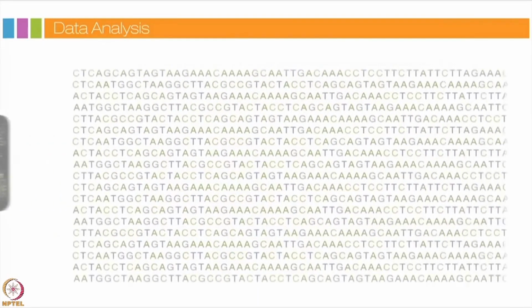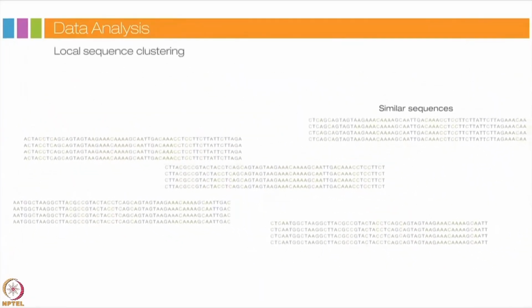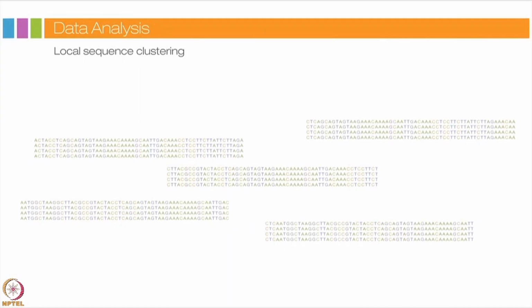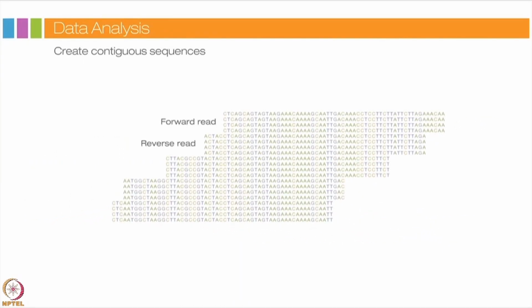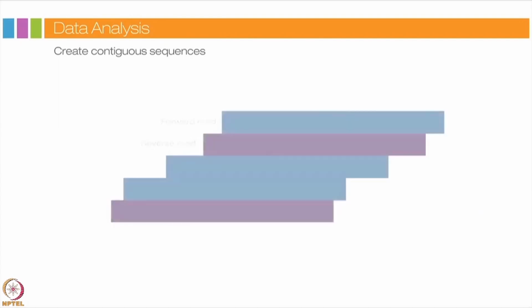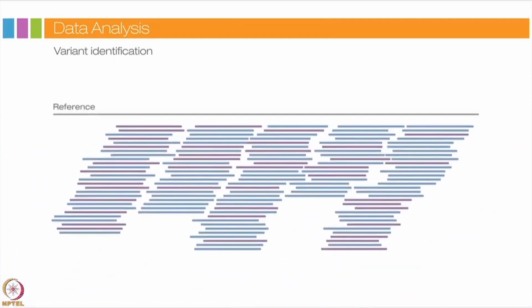Sequences from pooled sample libraries are separated based on the unique indices introduced during the sample preparation. For each sample, reads with similar stretches of base calls are locally clustered. Forward and reverse reads are paired, creating contiguous sequences. These contiguous sequences are aligned back to the reference genome for variant identification. The paired end information is used to resolve ambiguous alignments.